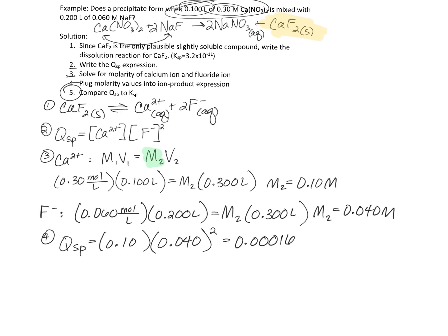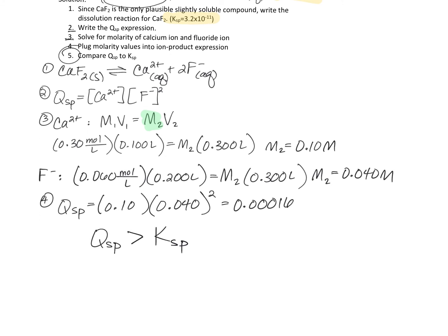All right, the Ksp is given in number 1, right here. It looks like the Qsp is greater than the Ksp. So there are fewer zeros in front. This has 10 zeros in front. If you apply the scientific notation, this has 3 zeros in front. So the Qsp is greater. If the Qsp is greater, that means that solid will form. That means you're past saturation. You have more ions than can be dissolved into the solution. So solid will be forming.